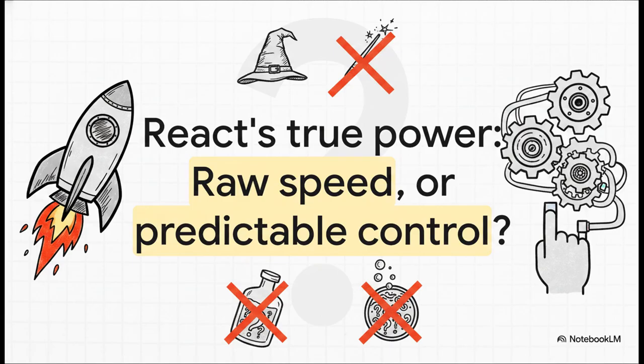So that leaves us with the real takeaway. React's performance isn't about some magic trick. It's about a deep architectural choice to trade raw, unmanaged speed for something far more valuable in the complex apps we build today: predictable, fine-grained control over the user experience. So I'll leave you with a question. Which one do you think truly matters more?